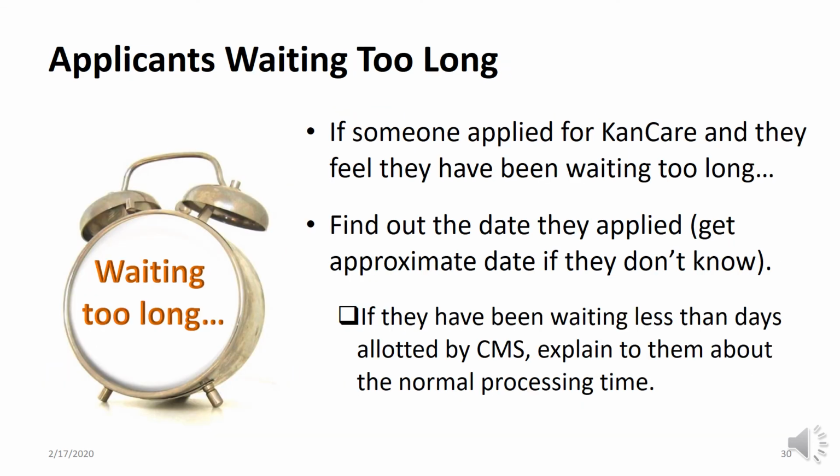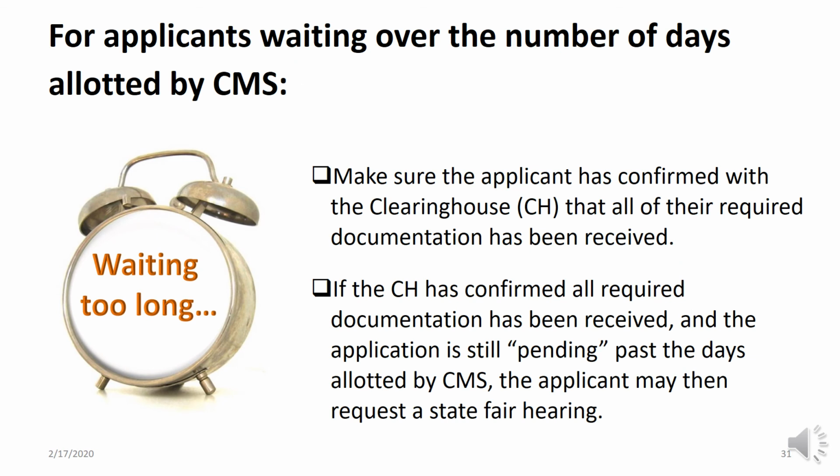Applicants waiting too long. If someone applied for KanCare and they feel they've been waiting too long for their application to process, find out what date they applied. If they don't know the exact date, get an approximate date. And if they've been waiting less than the days allotted by CMS, then explain to them about the normal processing time.